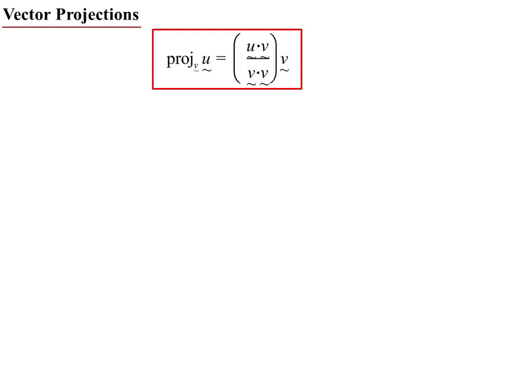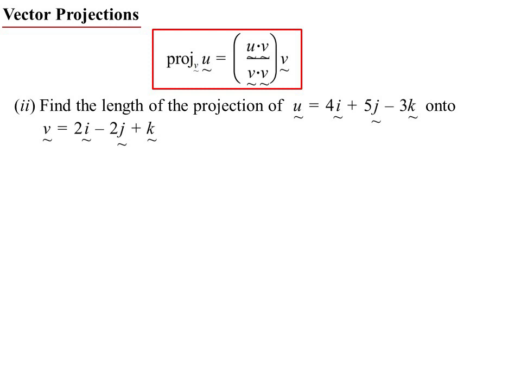Then you'll recall this idea of vector projections, where we project one vector onto another, and this was our formula that we ended up with. So it was u dot v over v dot v times the actual vector it's being projected onto itself.